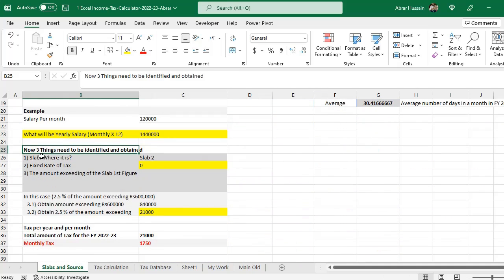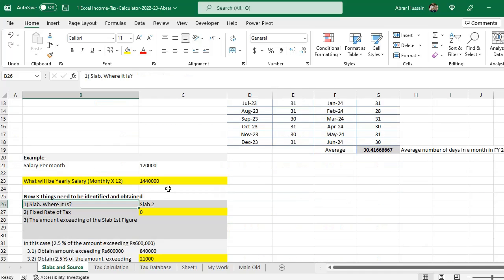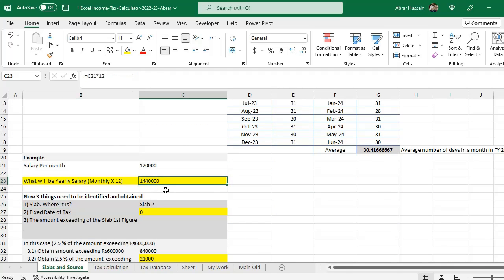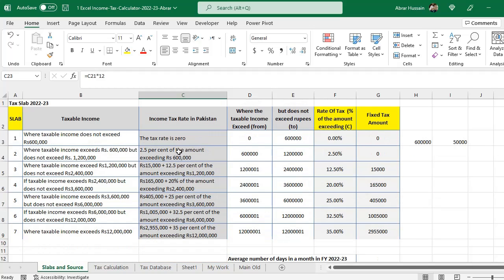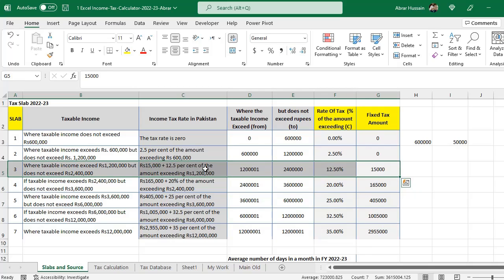Now, as I mentioned before, three things you need to identify: the slab, the fixed rate, and the percent on the amount exceeding. Three things. Slab. What is the slab of this salary? This is 14 lakh 40,000, which is 1.4 million. You see here, this is the slab for 1.4 million. So this is slab 3.